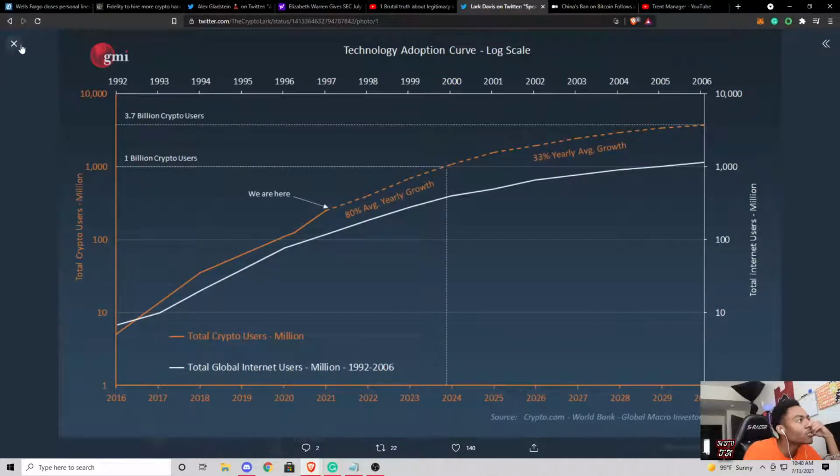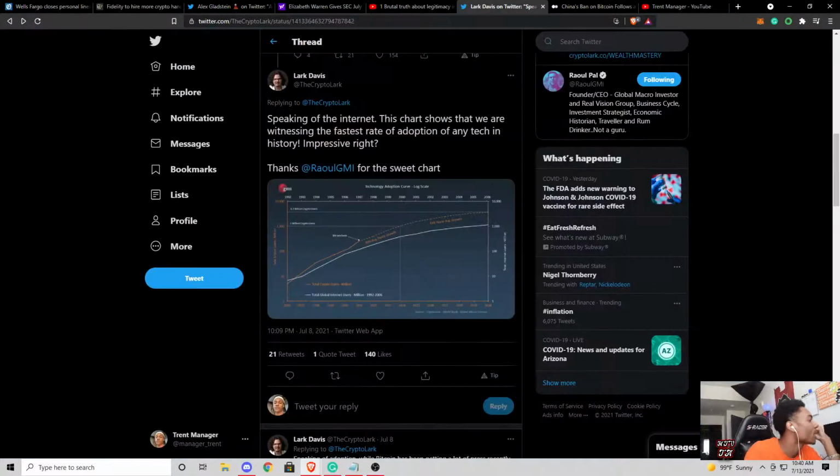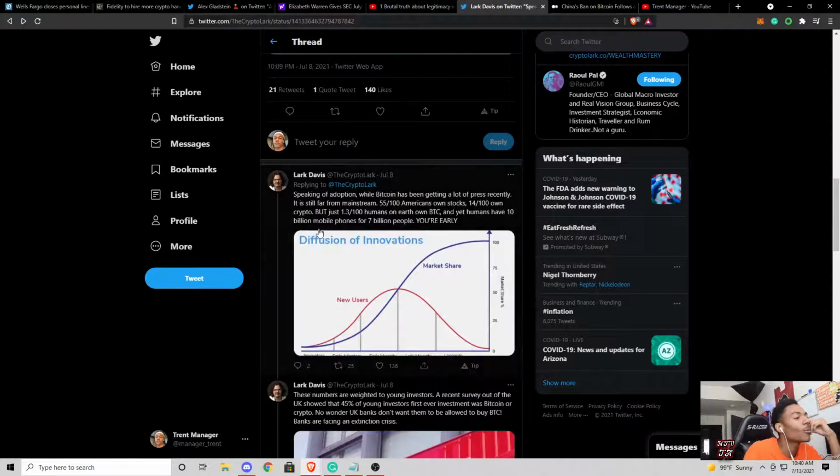I couldn't imagine how much better of a sentiment and better market cycle we would have if the news would talk about more positive things like this. So speaking of the adoption curve, this is also another one, diffusion of innovations. So for new users to market share, 55 of 100 Americans own stocks, 14 out of 100 now own crypto, but just 1.3 out of 100 humans on the earth own Bitcoin, yet humans have 10 billion mobile phones for 7 billion people. You are early.